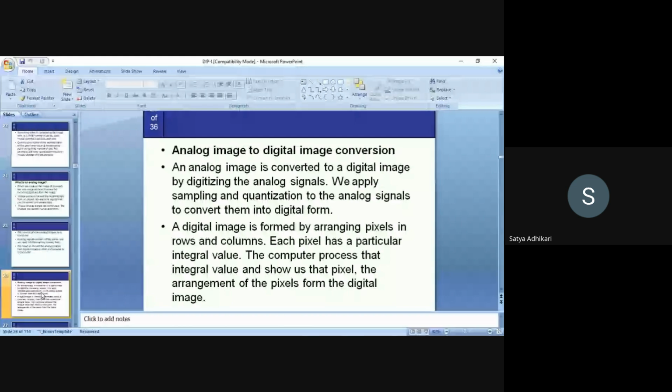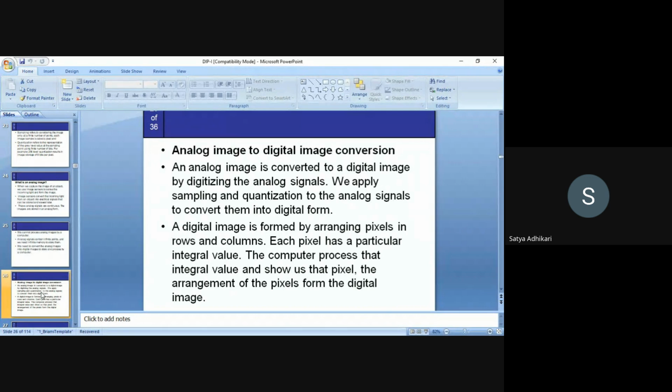So let us see how the conversion from analog to digital is done. An analog image is converted to a digital image by digitizing the analog signal. We apply sampling and quantization to the analog signal to convert it to digital form. So, as we discussed, we need two processes: one is sampling and the other is quantization, to convert the analog signal to digital form.